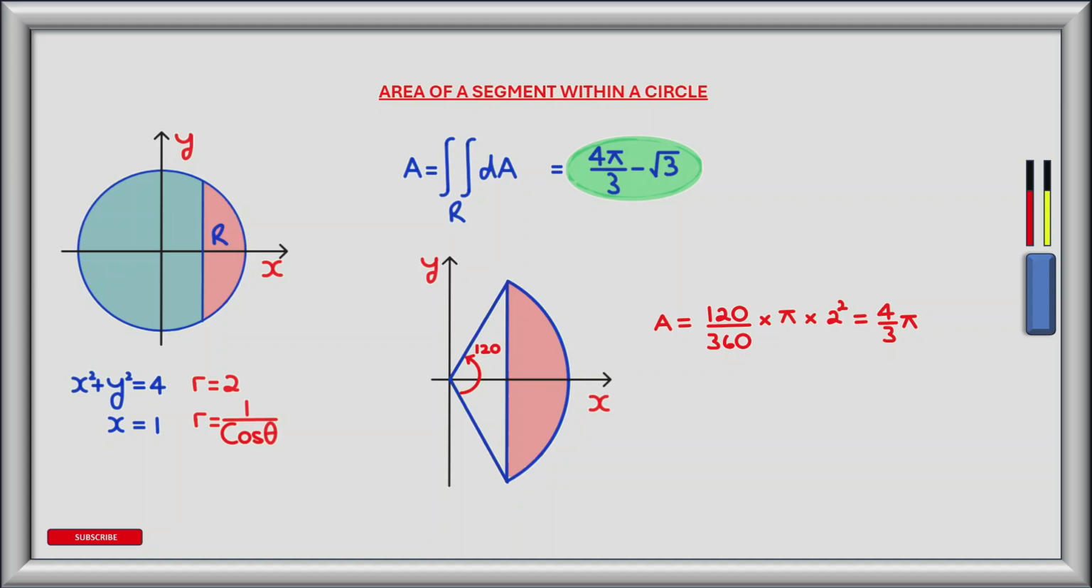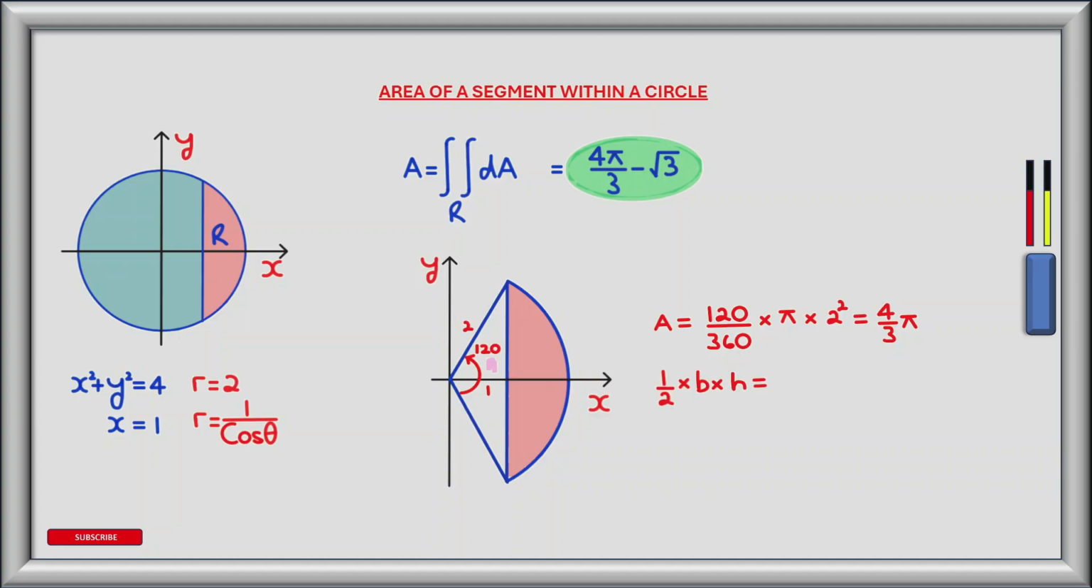The area of the sector is the angle it makes as a fraction of 360 degrees multiplied by pi r squared. So the angle it makes is 120 degrees, so divided by 360 and multiplied by pi r squared, where r is equal to 2. And this gives the area of the sector to be 4/3 pi.